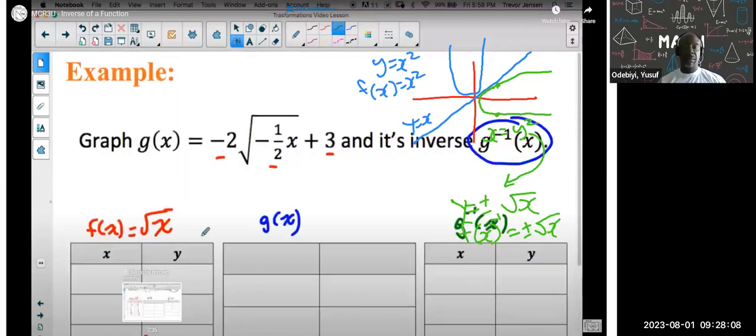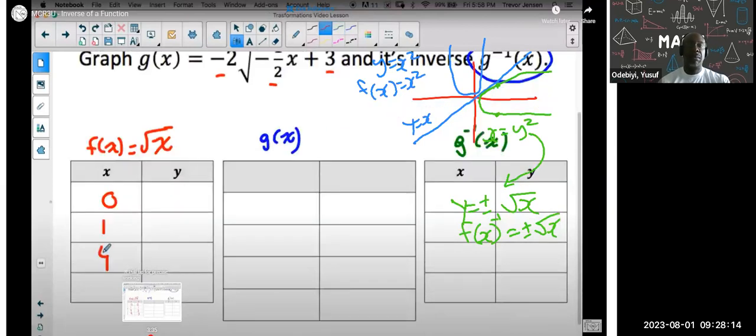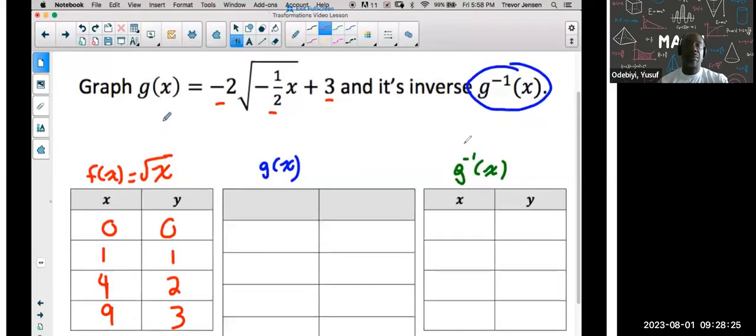Let's get back to this example. So first, key points to the parent function root x. Hopefully you remember, I chose perfect square x values so that we can get integer values for y. Square root each of those: 0, 1, 2, 3. That's what the parent function root x would look like. Well, what would the transformed function g at x look like?